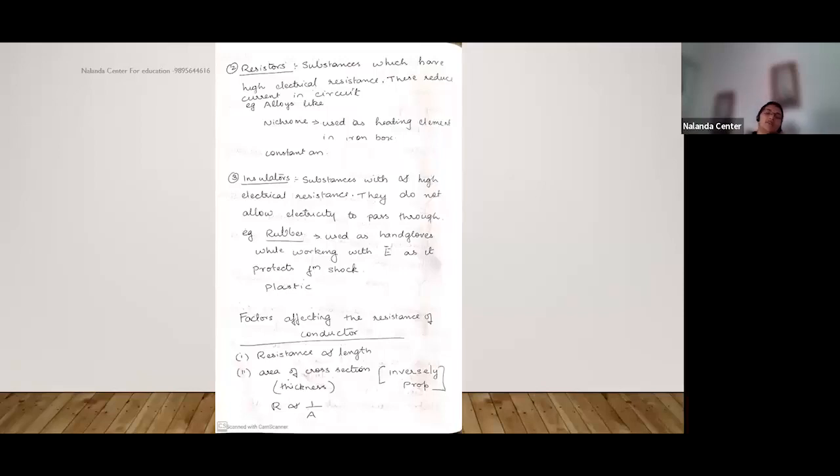Now, what are the factors affecting resistance? We already discussed this. Resistance is directly proportional to the length. Area of cross section affects the resistance in such a way that resistance decreases with increasing area of cross section.